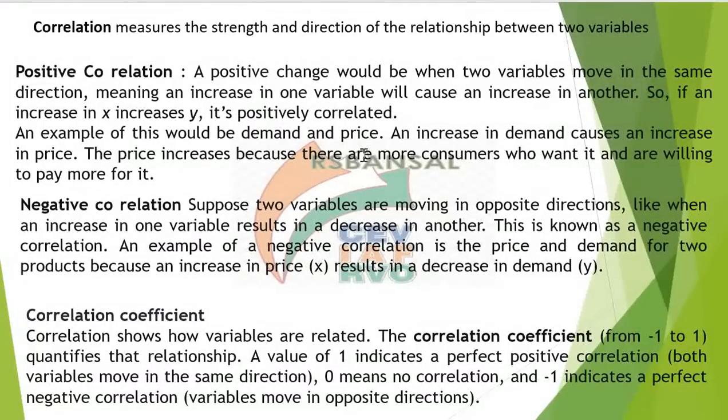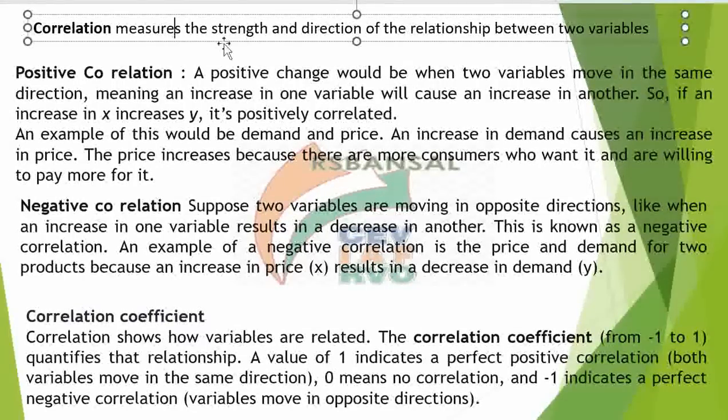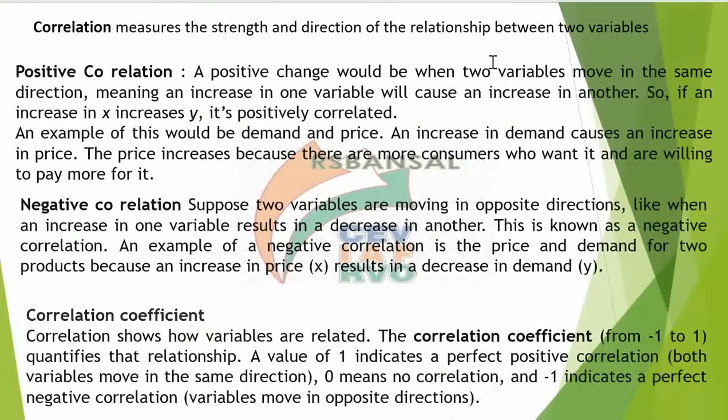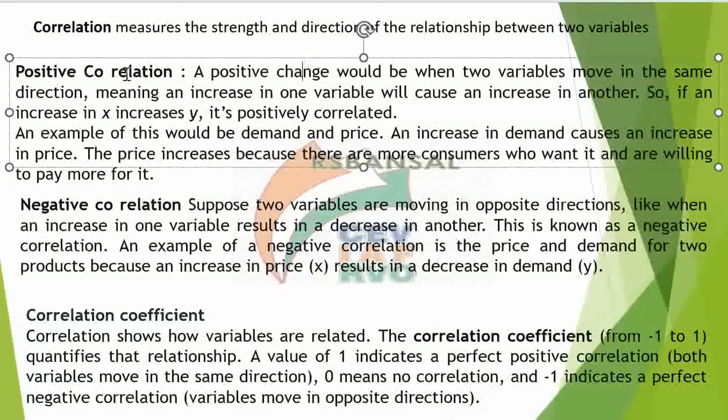Next thing you have to study is correlation. What is correlation? Basically, it measures the strength and direction of a relationship between two variables. Let us suppose there are two variables x and y. How do they relate to each other, whether they are moving in the same direction or in the opposite direction? There are two types of correlation. First one is positive correlation. If x and y are moving in the same direction, meaning if x increases, y also increases, they will be called positively correlated.